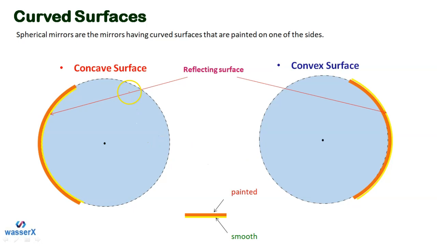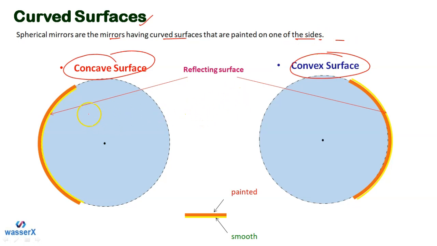Okay, so here on this slide, as you can see, we are having the curved surfaces, right? First of all, we'll try to understand what the curved surface is and how it looks like. As you can see students here, these two surfaces, one is the concave surface I have mentioned here, and the second one is the convex surface. Okay, so it is basically spherical mirrors. When we talk about the curved surface, spherical mirrors are the kind of mirrors having a curved surface that are painted on one of the sides.